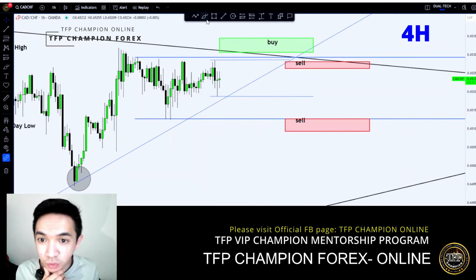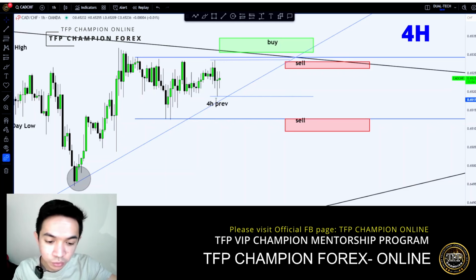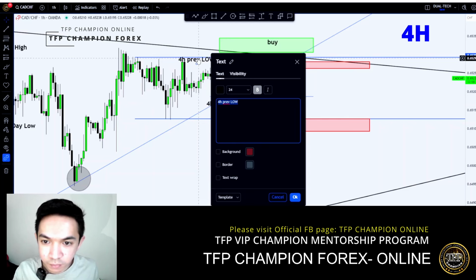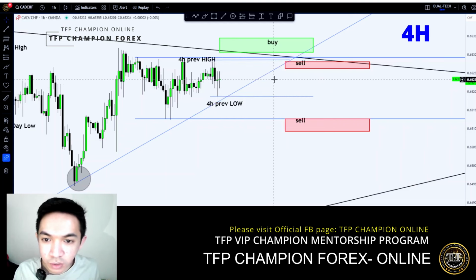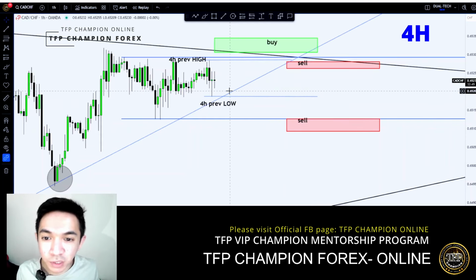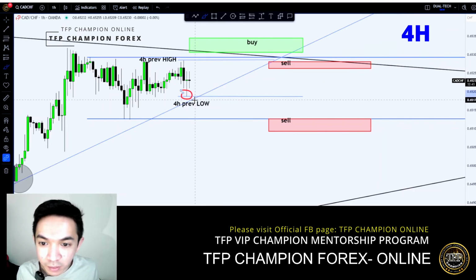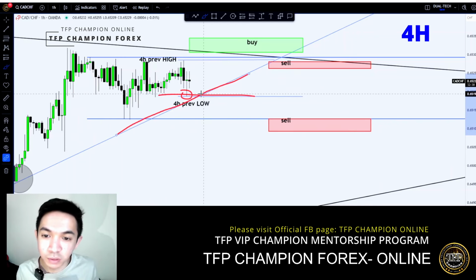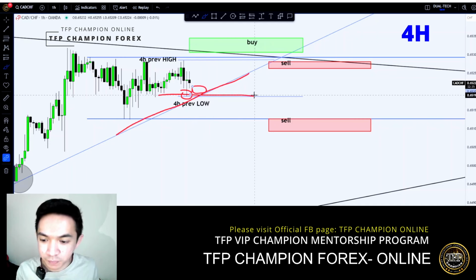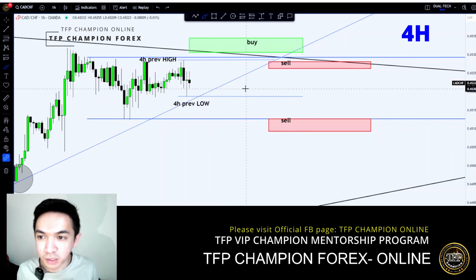I am at the 4-hour. Tingnan nyo, ito yung 4-hour ko. 4-hour previous day low. Previous low. 4-hour previous low. And 4-hour previous high. Okay? So, ngayon, nasan ako sa market? I am now at the 4-hour previous low. Ibig sabihin, I still have an opportunity for a buy. Diba? Kasi I am at the support level and I am above trend line support. So, which means this is a good spot for a what? A buying opportunity.